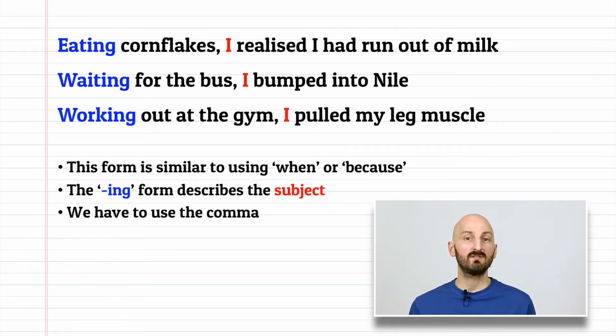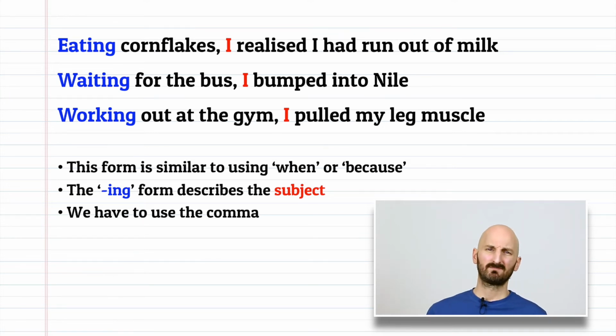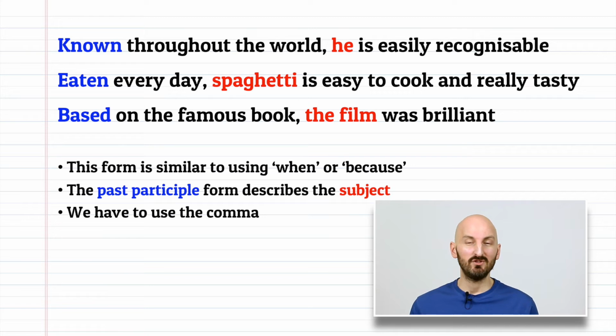Other examples are: waiting for the bus, I bumped into Niall, and working out at the gym, I pulled my leg muscle. Remember, the focus is on the action when you use the -ing form. Now we can do the same with past participles. Known throughout the world, he is easily recognizable, and eaten every day, spaghetti is easy to cook and really tasty. You can check these by making a passive sentence from the first part again. For example, in the first sentence, he is known throughout the world, he is easily recognizable. They both work, so the original sentence is correct. Got it? So we can also describe subjects with the -ing form and past participles.